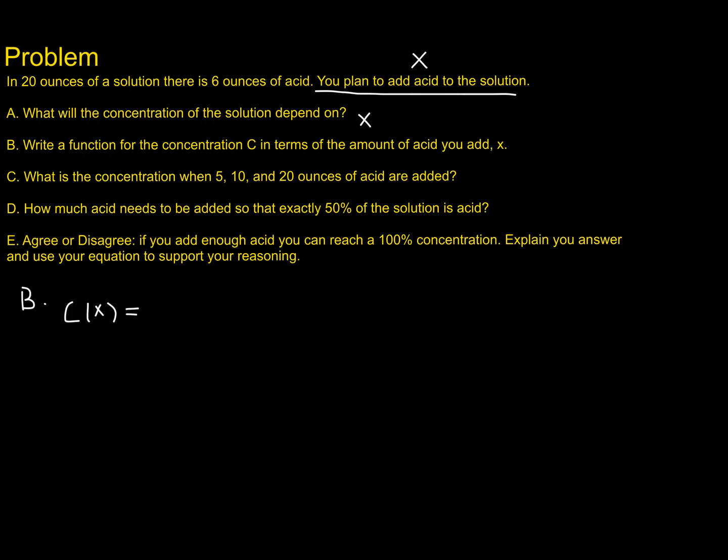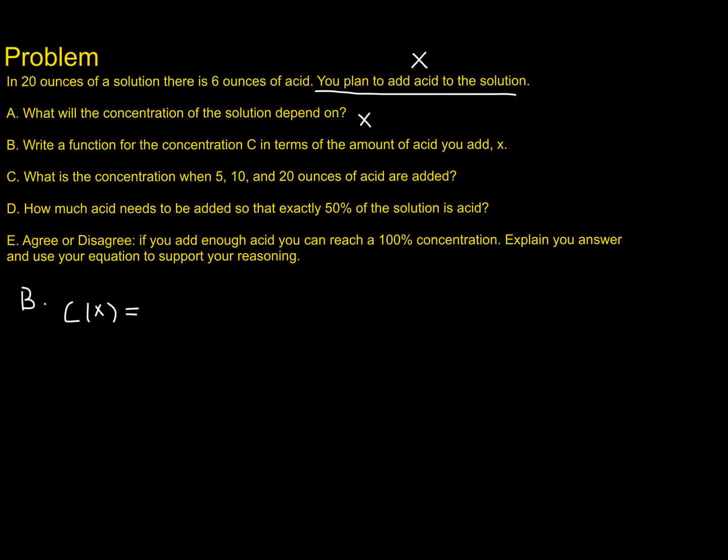All right, so a simple enough situation here. I have 20 ounces of a solution, and inside there are 6 ounces of acid. And I'm planning to add some acid to the solution. So the concentration of the solution is definitely going to depend on how much I'm adding, right? I have 6 ounces in there already, and that amount that I add is going to determine what the concentration happens to be.